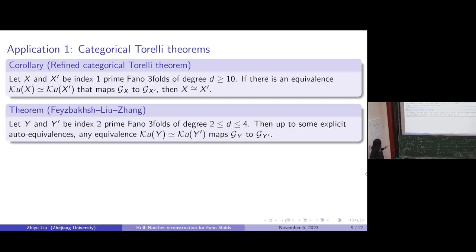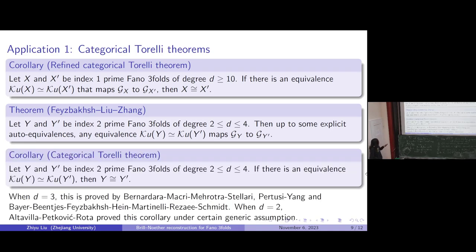This is joint work with Bayer and Zhang. We prove that for any index 2 prime Fano threefold of degree 2, 3, or 4, any equivalence of Kuznetsov components will fix this Bondal object up to some auto-equivalence on both sides. And we can write down this auto-equivalence very precisely. This is what I mean when I say that for categorical Torelli theorems, the Bondal objects are redundant. And as a corollary, combined with our Brill-Noether reconstruction theorem, we can actually prove the categorical Torelli theorem, which is the following: if we have an equivalence between Kuznetsov components, then we get an isomorphism between varieties.